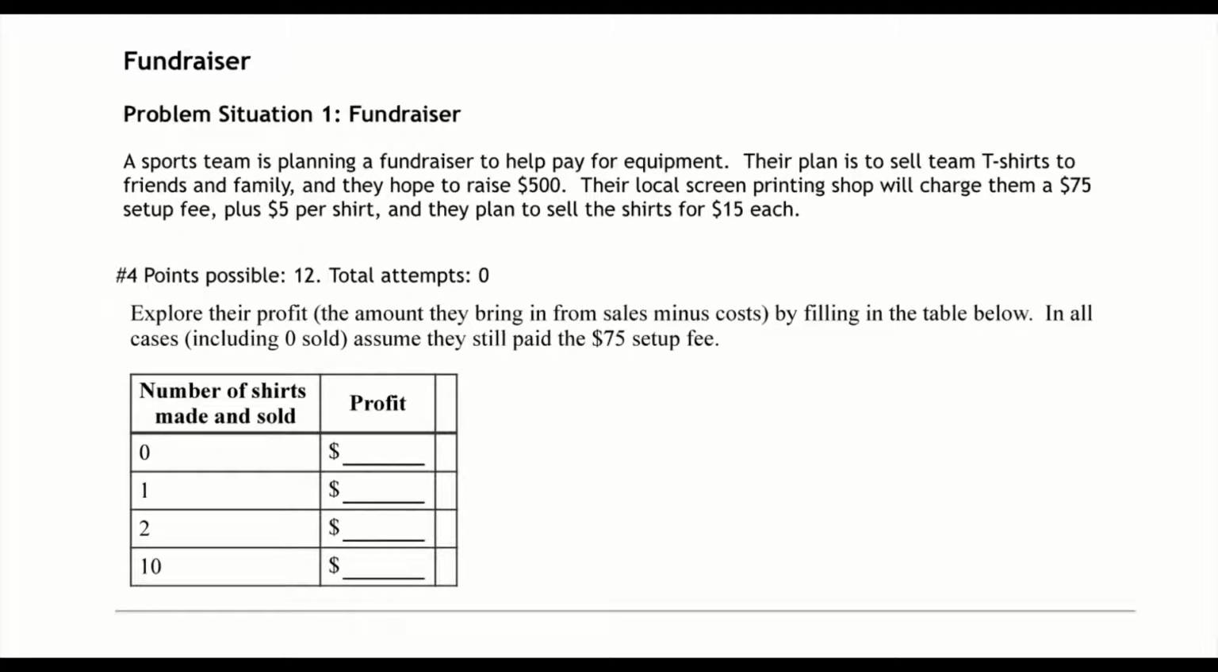So here we have a problem situation for a fundraiser. No matter what, they're going to pay a setup fee of $75, no matter how many shirts they sell. So if they sell one shirt, well, they sell it for $15. And then after the $15, they have to pay $5 for making it. So that would be negative 75 plus 9. Well, actually, sorry, plus 10. And then I'm going to keep doing that for each of the numbers to plug in.